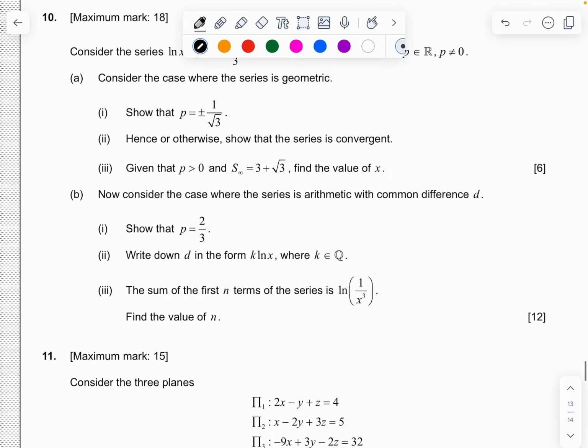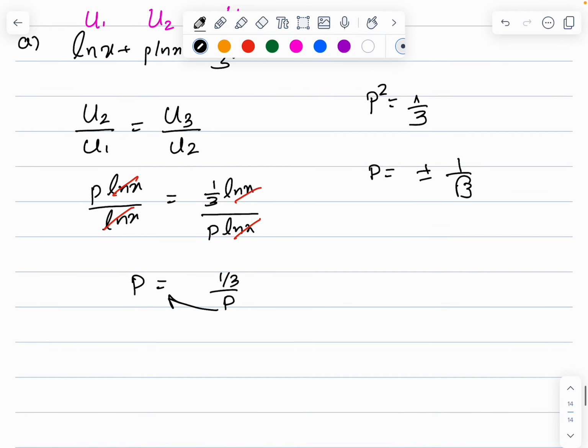Now, hence or otherwise, show that the series is convergent. To show that the series is convergent, what is the condition?